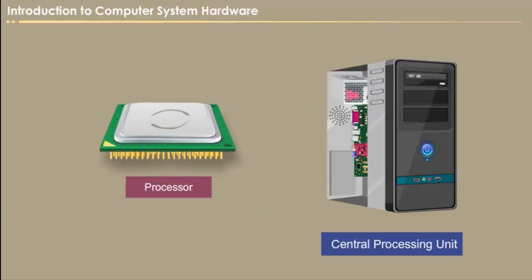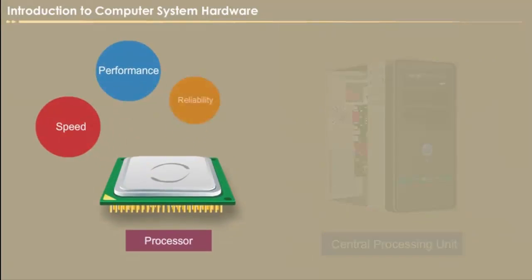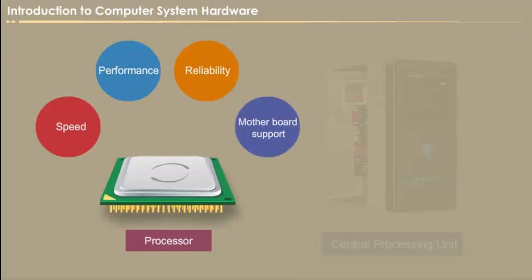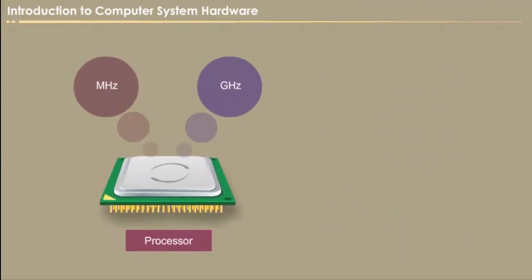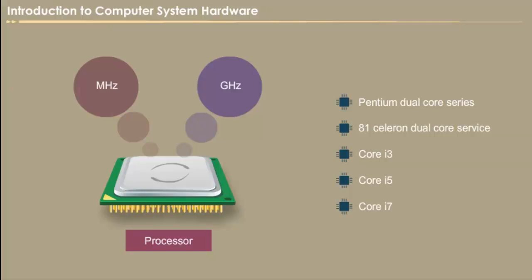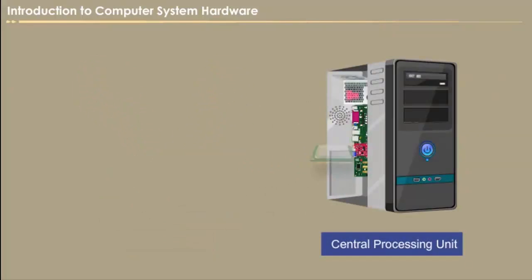Processor. The processor is the main component of a computer. The processor is chosen based on factors such as speed, performance, reliability and motherboard support. Clock speed is measured in units of cycles per second, which is called hertz. Computer boards and CPUs run at the rate of millions and billions of hertz, megahertz and gigahertz. Pentium dual core series, Celeron dual core series, and Core i3, i5, i7 series are some of the processors.